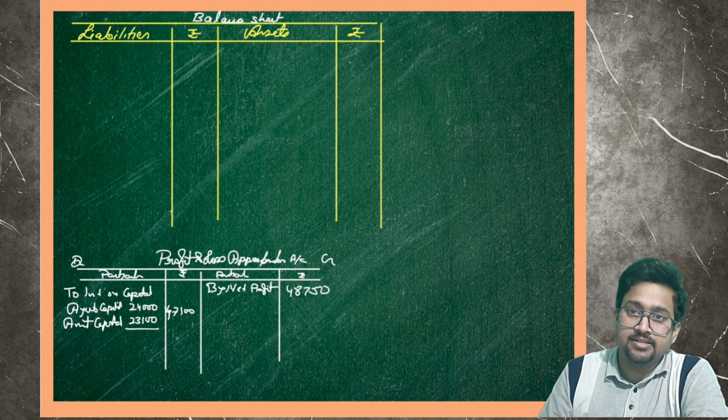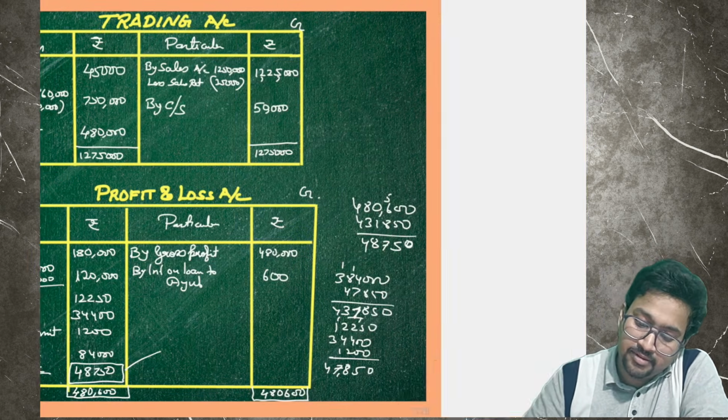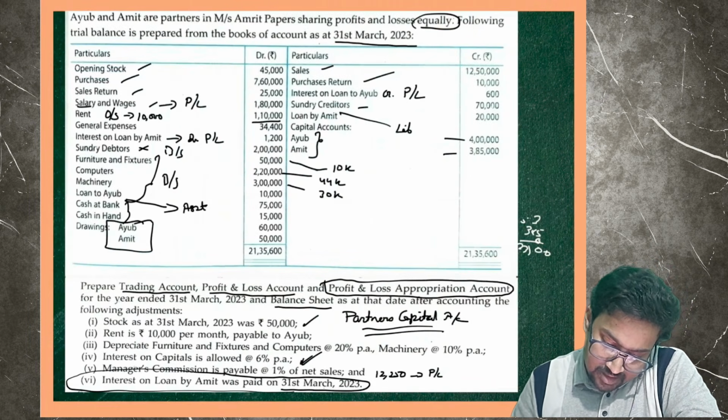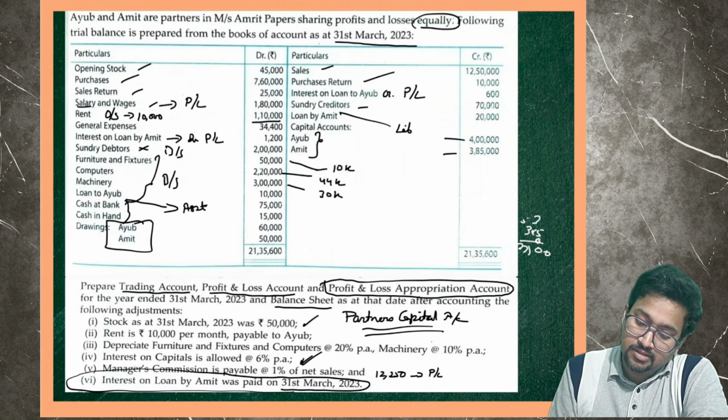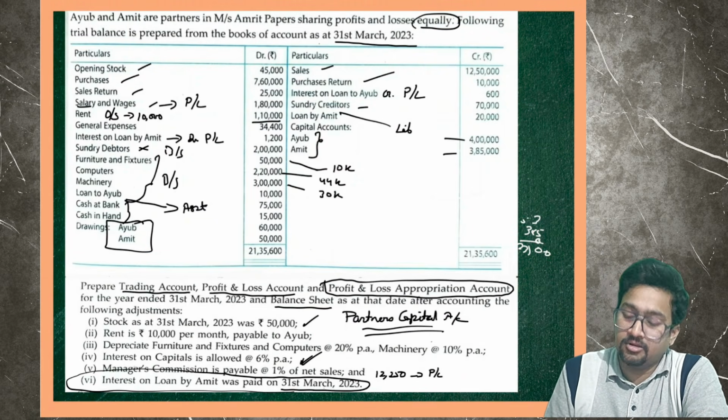Now you see nothing else is given here. Have they done the drawing? I think yes. Okay, now see, they have done the drawing also: 60,000 and 50,000.